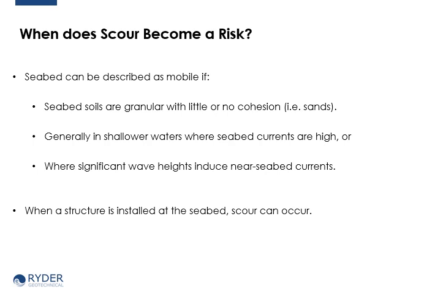So when does scour become a risk? A seabed can be described as mobile if the seabed soils are granular with little or no cohesion, such as sand or coarse silts, and generally in shallow waters where seabed currents are high, or where significant wave heights induce near seabed currents. And when a structure is installed at the seabed, scour can occur around the structure due to the structure's impact to the hydrodynamic flows.